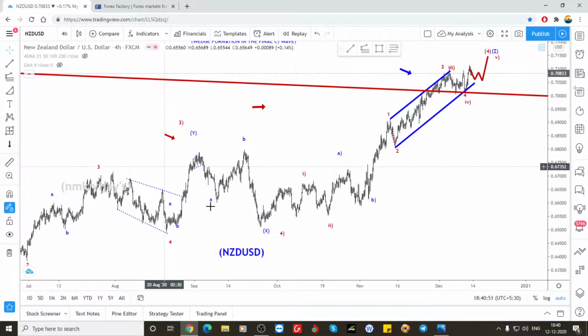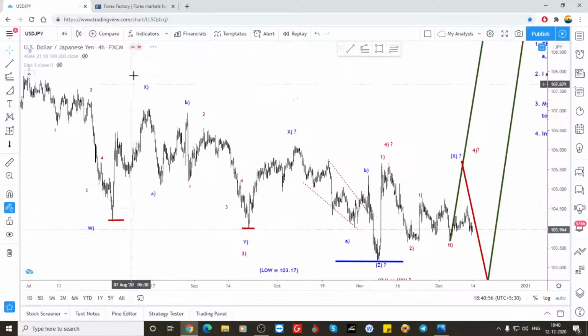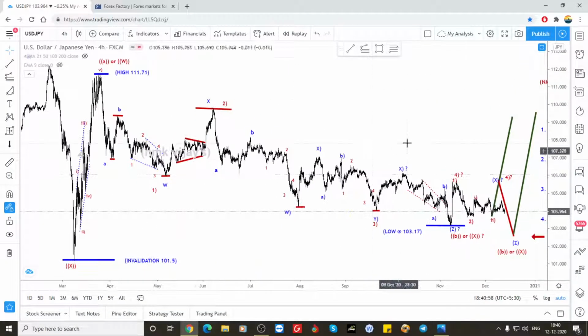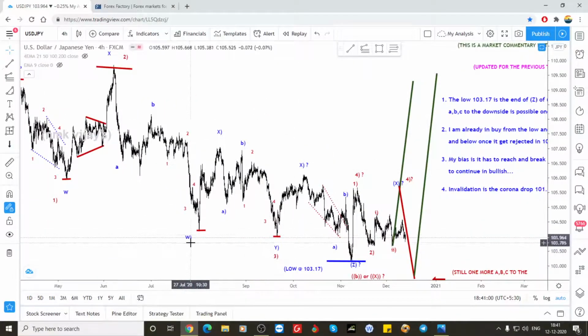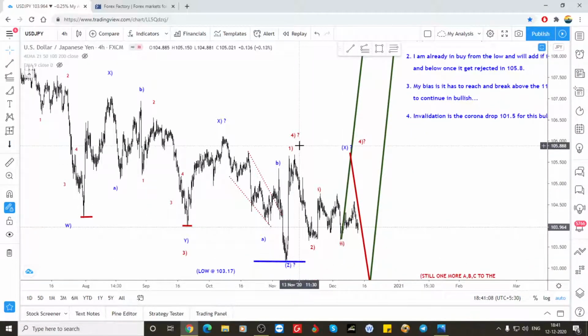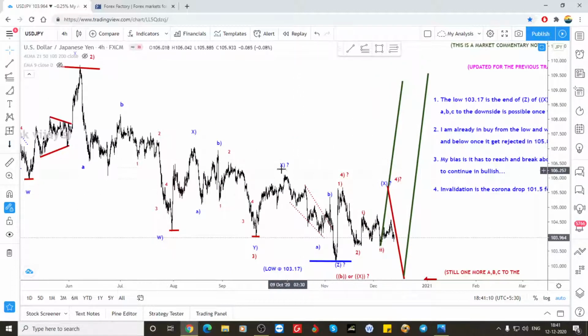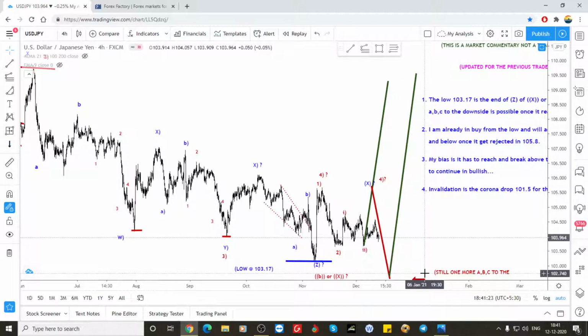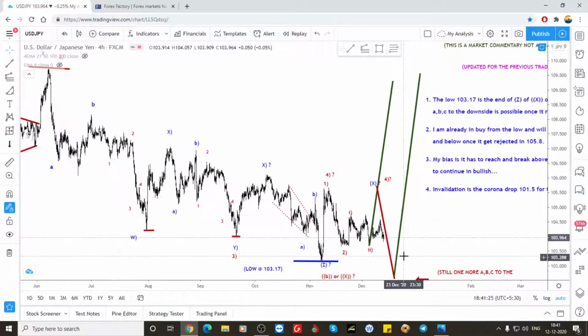Next is USD JPY. For USD JPY I also have one more view. What I said here is WXY, ABC could be a Y, again ABCXABCZ. So this could be an impulsive wave. If the Y is completed, X could be an X complex correction, and Z can go to the downside. It has to break this, and I have already placed one more buy order at 102.8, as I said in the previous stream also.